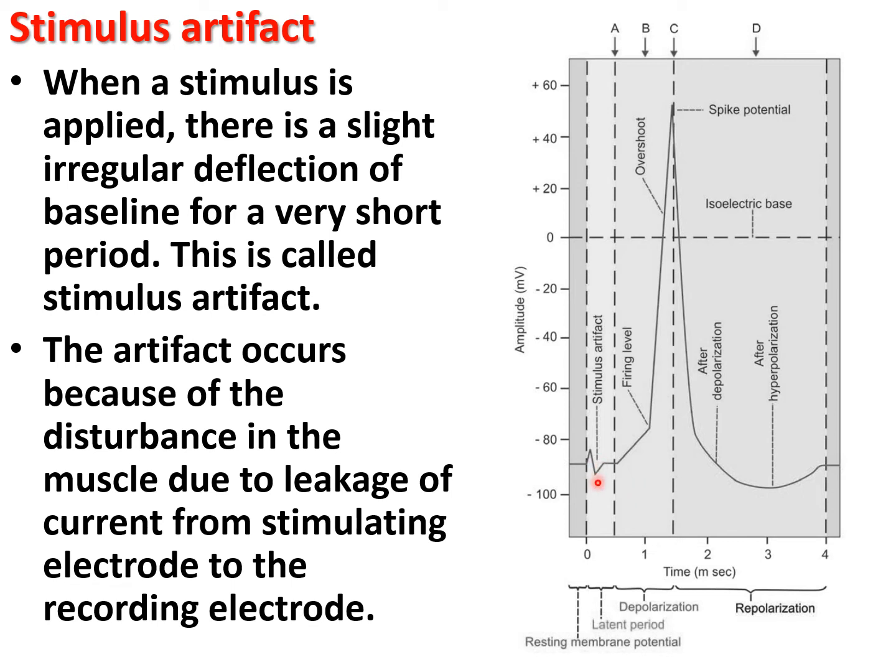You can see here a slight irregular deflection of the baseline for a very short period, and that is known as stimulus artifact. The artifact occurs because of the disturbance in the muscle due to leakage of the current from the stimulating electrode to the recording electrode. This stimulus artifact is followed by the latent period.